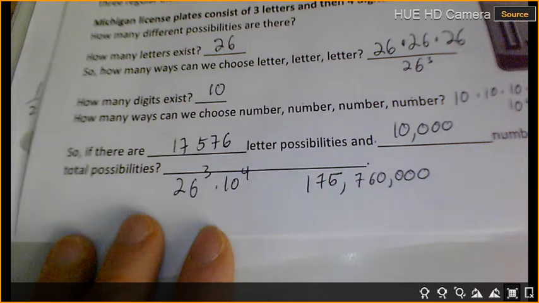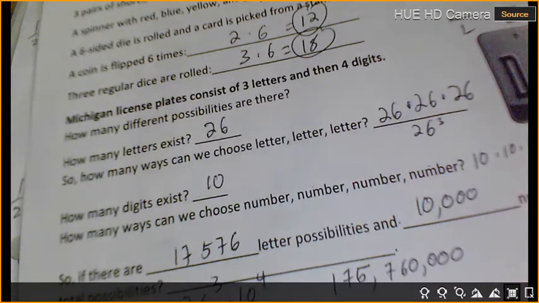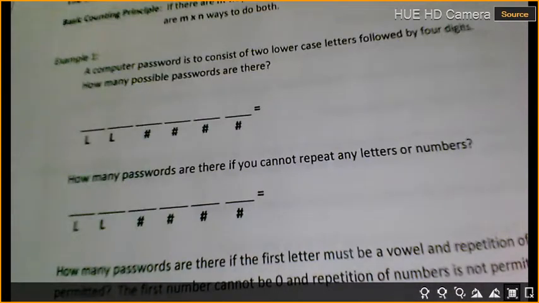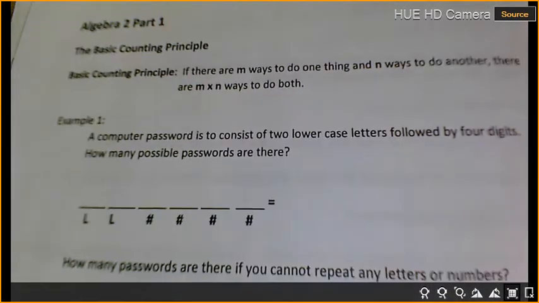Okay. I want to do some more like this. So let's go to the one that says basic counting principle. It says basic counting principle. And we're going to do more like that license plate thing.